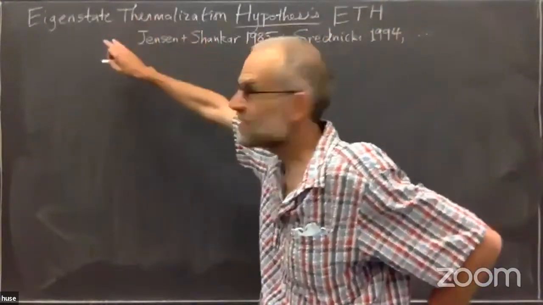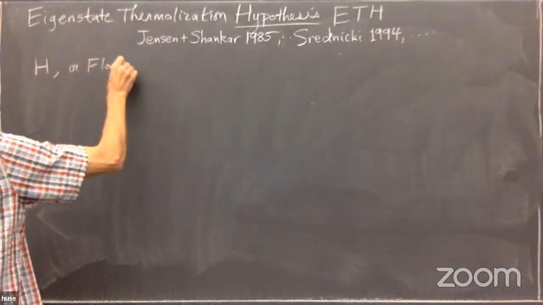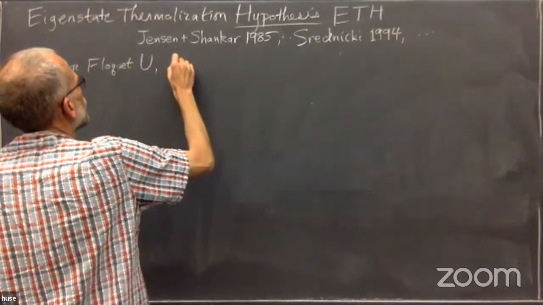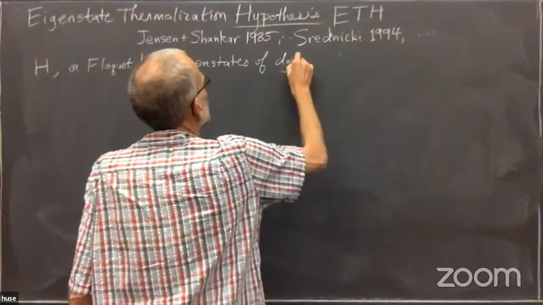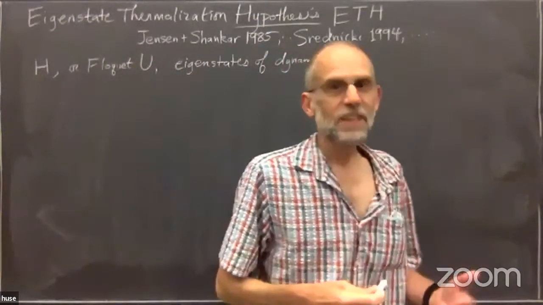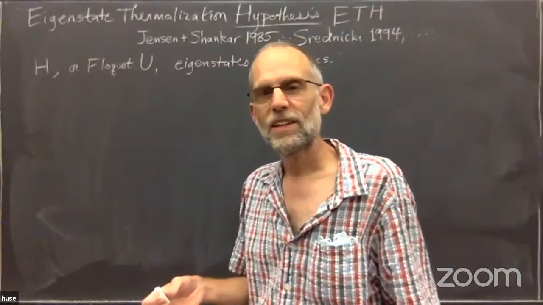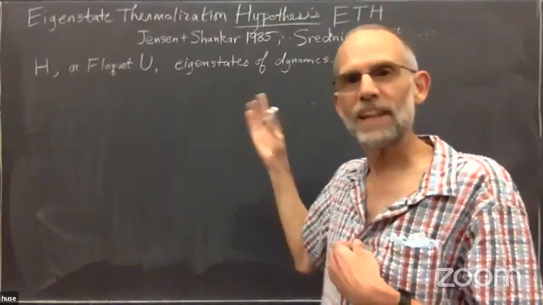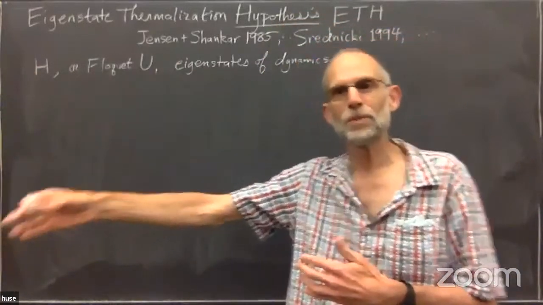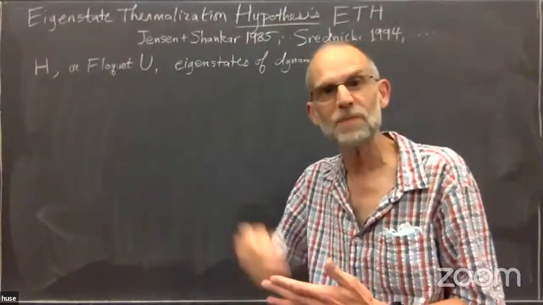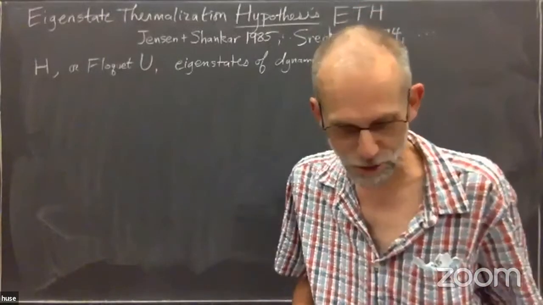Okay, but now I'm talking about eigenstates of the dynamics. So let's say we have an H which is independent of time, or a flow U, and therefore we have eigenstates of the dynamics. An eigenstate of the dynamics means it's time independent. So if we have a system that thermalizes from all initial states and it has eigenstates, all the eigenstates have to be thermal, because the eigenstates go to themselves at infinite time. And if all initial states go to thermal equilibrium at infinite time, then the eigenstates have to be at thermal equilibrium right from the beginning, because they're not changing. That's the essence of why the eigenstate thermalization hypothesis is a natural thing.